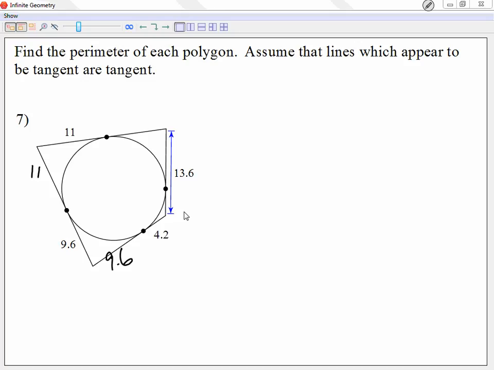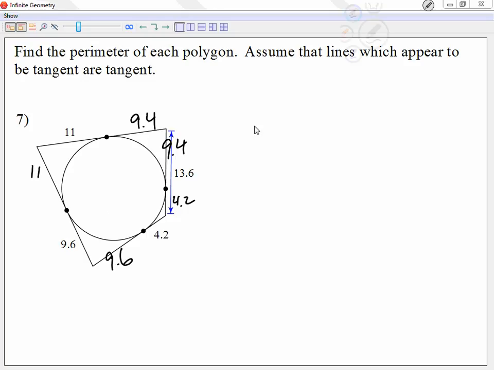And then I look at the 4.2. This side right here is 4.2. So this little part right here should also be 4.2. Then I look at the entire side, which is 13.6. Part of it is 4.2. Let me subtract them. I'm going to say this side is 9.4. So this other side right here is 9.4. Right, do you all see where I got my numbers from?